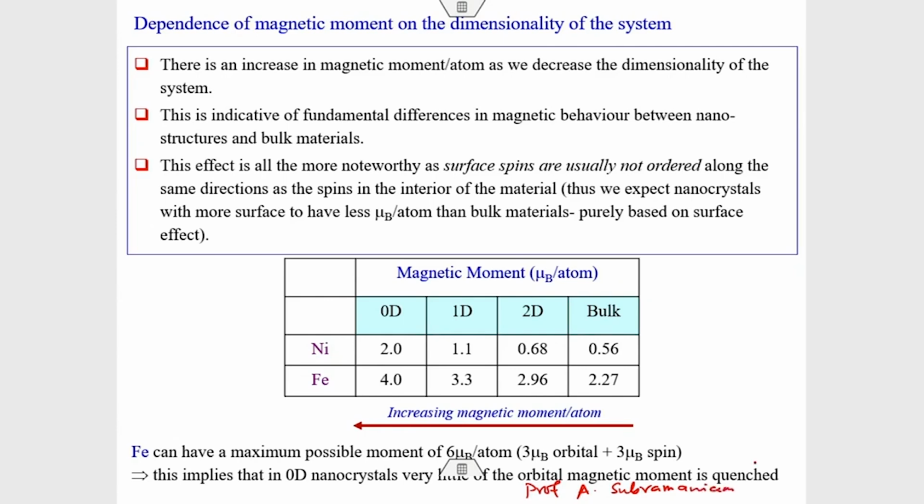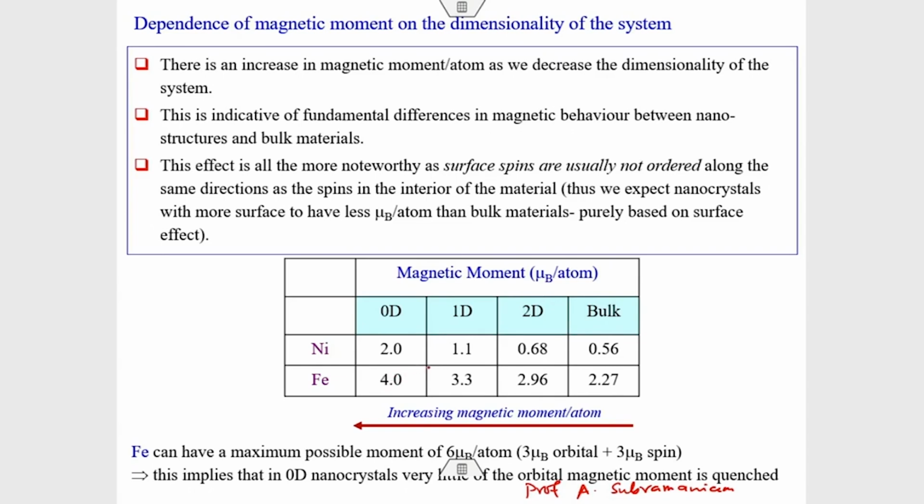Okay. As you see here for nickel and iron, when you have a size 0D, 1D and 2D and bulk, you can see from bulk to 0D the magnetic moment is increasing very significantly. This is given as Bohr magneton per atom. The iron effect is even more substantial.